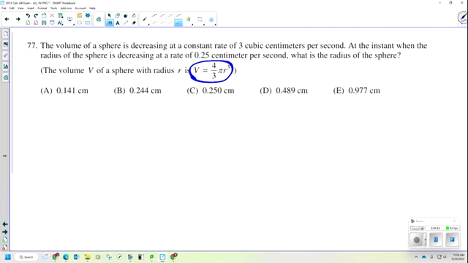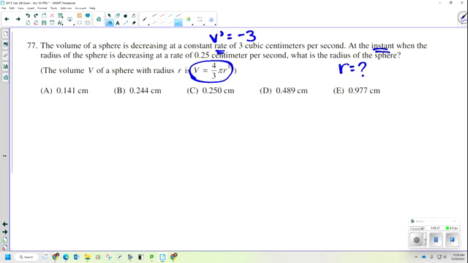So let's figure out what they're asking us. They're asking us, what is the radius of the sphere? So we're finding r. And we know that the volume of the sphere is decreasing at a rate of 3 cubic centimeters per second. So if it's a rate, that means dV, or V prime, if you will, is -3 because it's decreasing by 3.